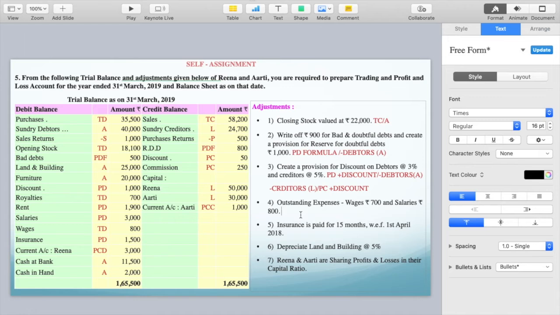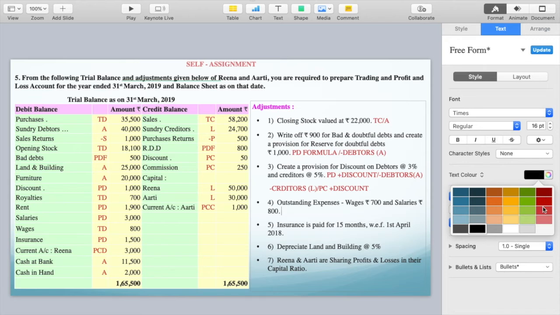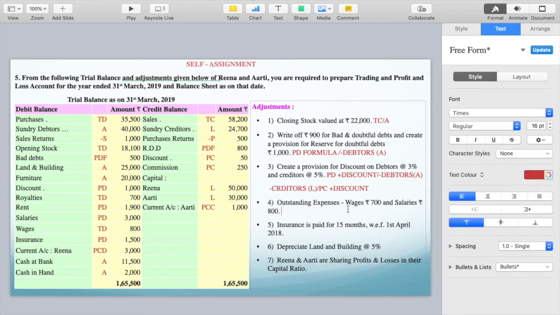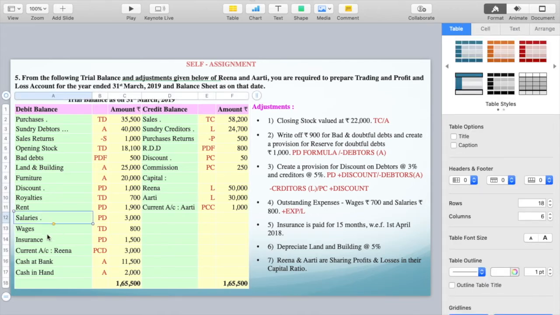Okay. Then outstanding expenses, wages rupees 700 and salaries rupees 800. So as it is outstanding, outstanding always add, right? So we always do add to expenses, so same way we are going to mention over here, add to expenses, and second effect will go to liabilities. So put one tick mark on salaries and put one tick mark on wages.